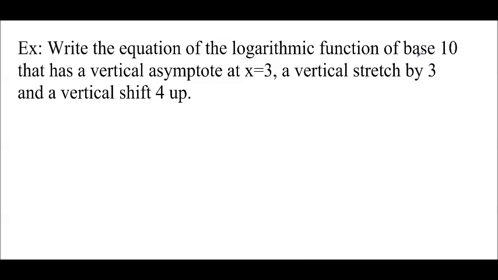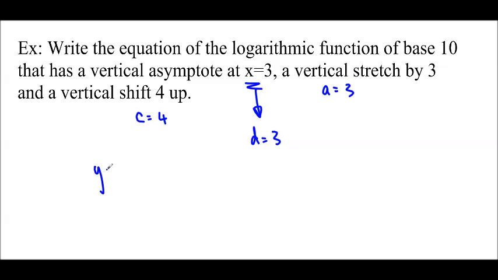Okay, so we're going to do one example. Write the equation of the logarithmic function of base 10 that has a vertical asymptote at x equals 3, a vertical stretch by 3, and a vertical shift 4 up. So we're going to assume that those are the only things that we have. Vertical stretch by 3 means that a is equal to 3, and a vertical shift upwards means c equals 4. We still have to write those in even though they don't affect the range. It does make the graph look a little bit different, of course. And we have a vertical asymptote at x equals 3. We know that only the d is affected, so d is equal to 3.